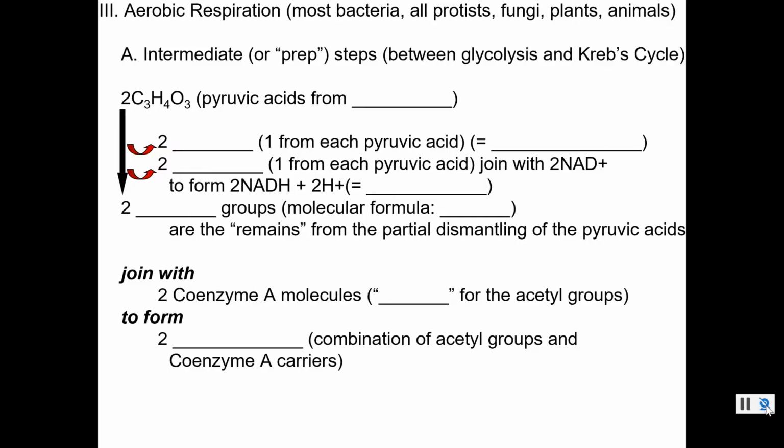Well, there's not a lot of consensus in what we call this stage, and so I kind of refer to it as the prep steps. You'll hear intermediate steps. You'll hear acetyl-CoA, synthesis of acetyl-CoA. You'll hear pyruvate oxidation. So there's a lot of different names for this, but the steps are the same. So let's look at the steps. All right, so we are going to start with pyruvic acid, and that's what we got from glycolysis.